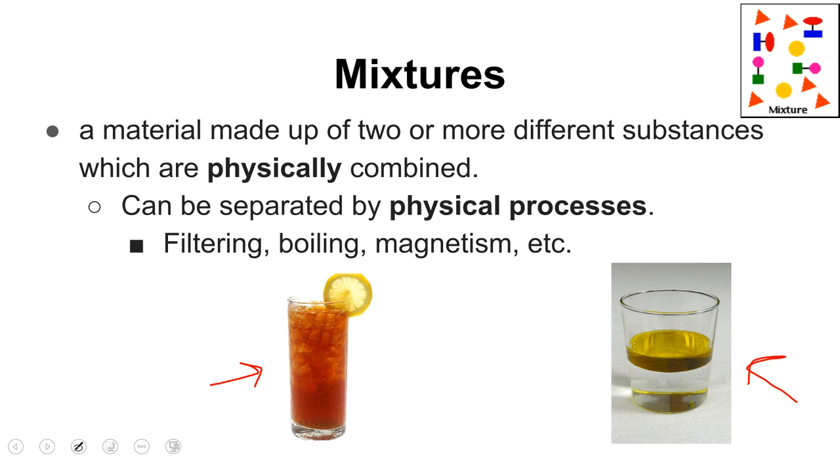Now, the main thing to remember with mixtures is, unlike compounds where they can only be separated by chemical means, mixtures can be separated by physical processes, meaning you can either filter it using filter paper, you can boil something off to leave behind a residue, whatever the solid is that we dissolved. You can use magnets to separate things. A lot of different physical processes can be used in order to separate mixtures.